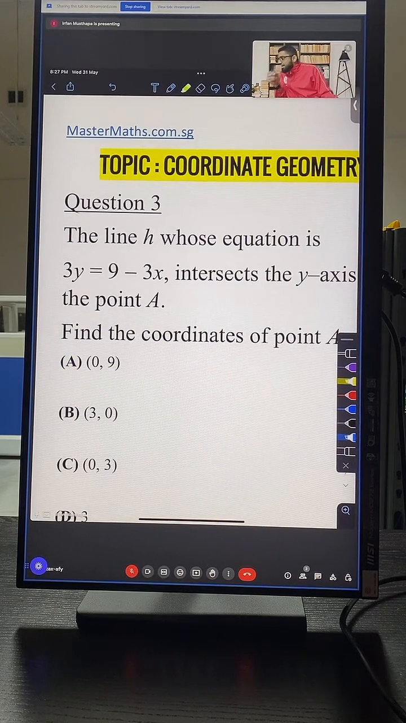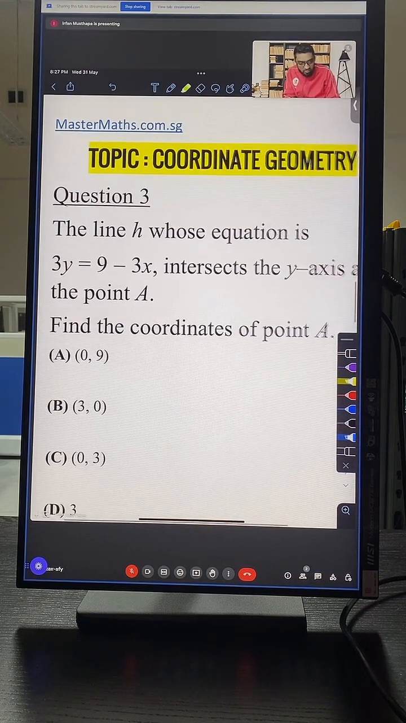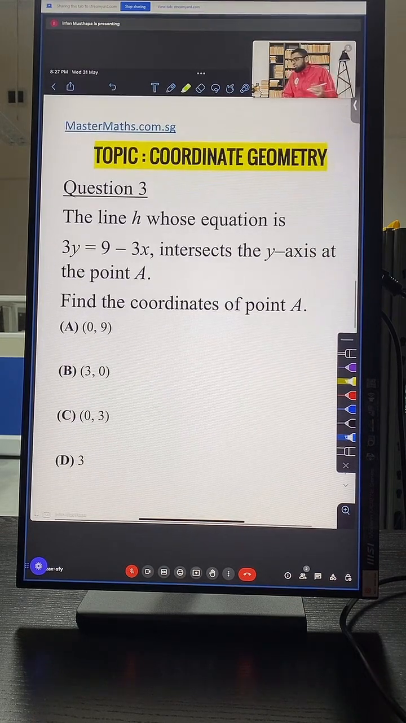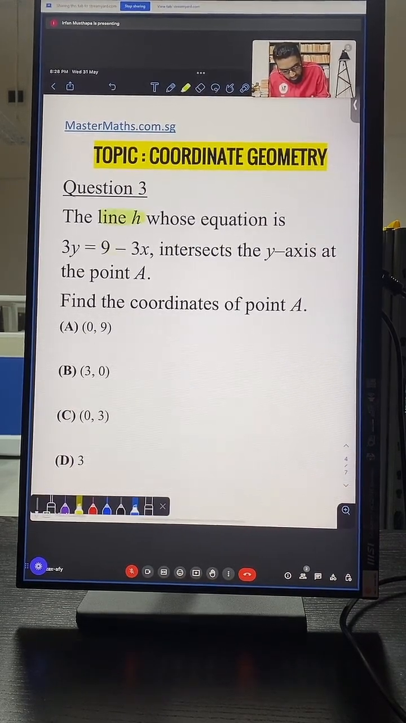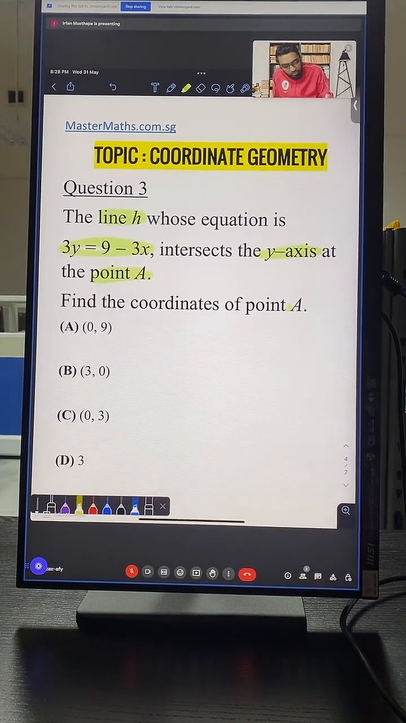My friends, let us discuss question number 3. Let me just zoom out a little bit so that you can see the screen nicely. Super, guys! How do I find the coordinates of A? Go and try this out. Let's go. The line H, whose equation is this, intersects the y-axis at the point A. Find the coordinates of point A. Is it A, B, C, or D? Which is your answer for this coordinate geometry question?